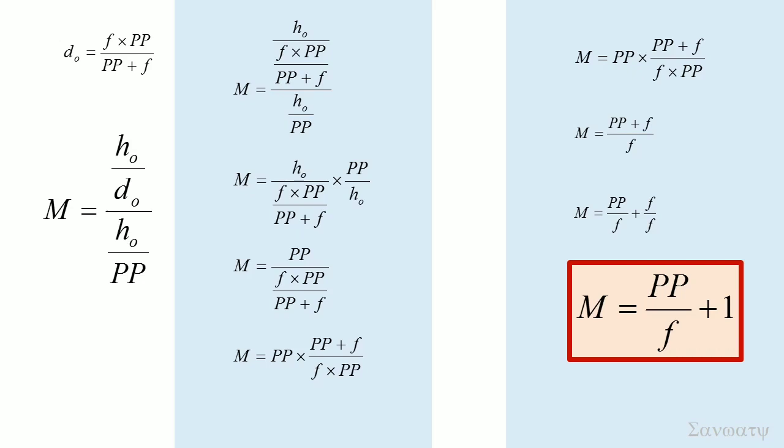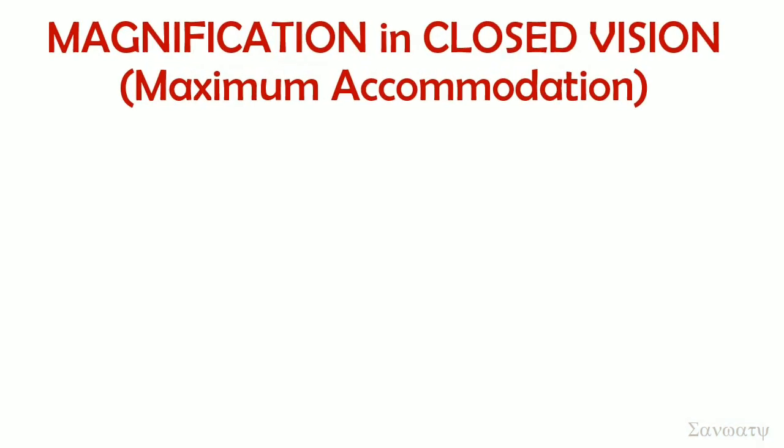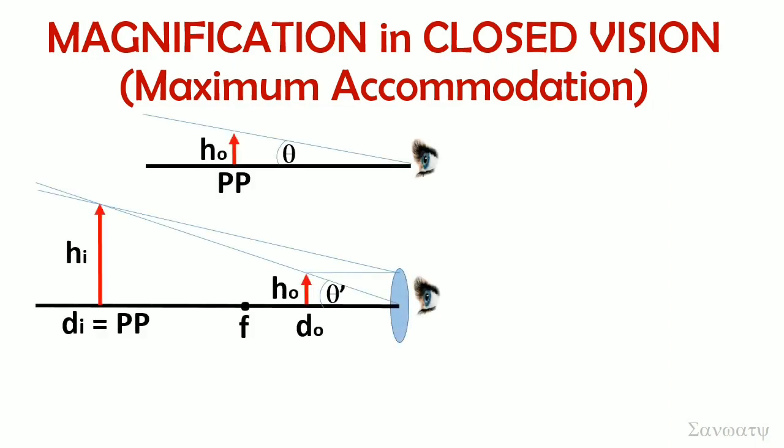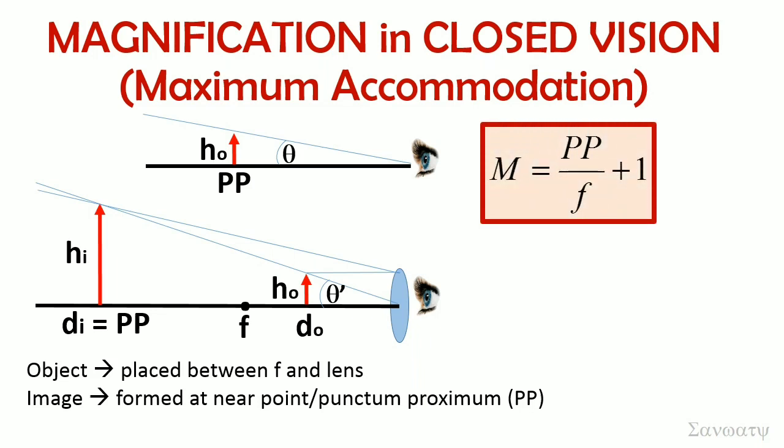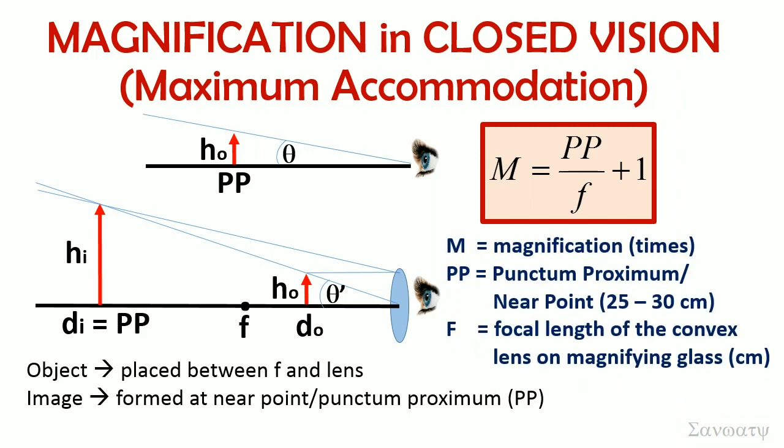This is the famous equation of magnification of a magnifying glass if observed with maximum accommodation. So in observation with close vision or maximum accommodation, you must put the object between f and the lens, and the image will be formed at the near point or punctum proximum. The equation to get the magnification is m equals pp over f plus 1, where m is the magnification, pp is the punctum proximum or near point.